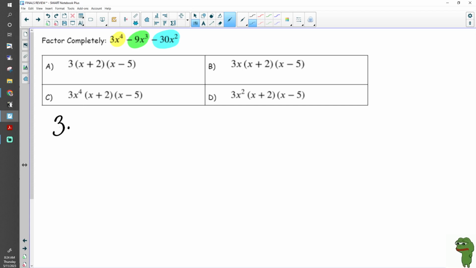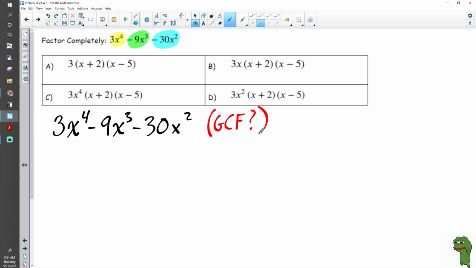Okay, so 3x to the 4th minus 9x to the 3rd minus 30x squared. Our first job always is we need to see if there is a GCF we can take out. We want to make our numbers as small as possible and take out as many variables as we can. I like to first think about, can I take out any numbers? What can you divide 3, 9, and 30 by? You can divide them all by 3. So we know we're going to divide everything by 3.